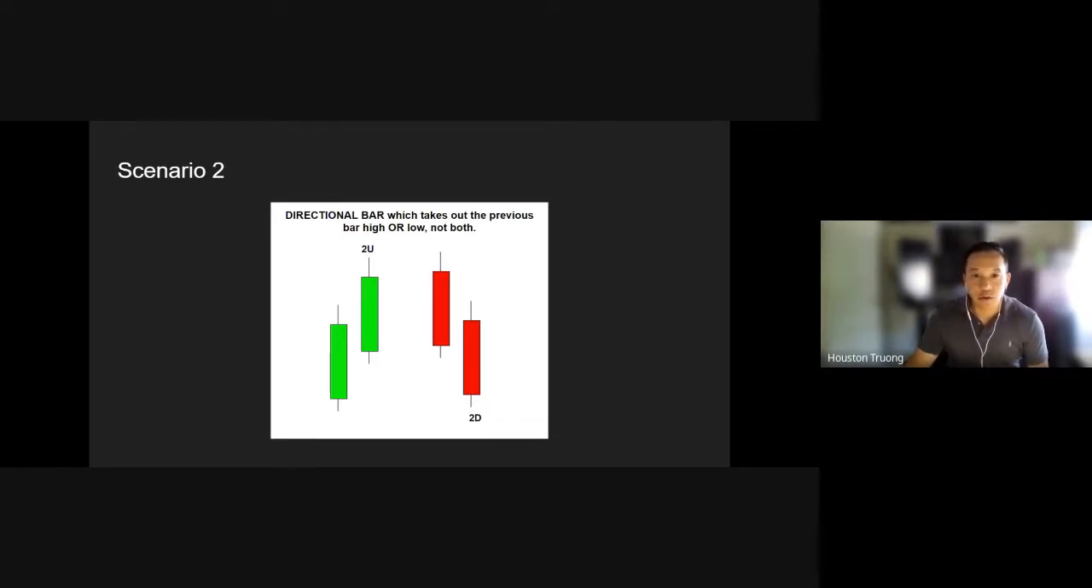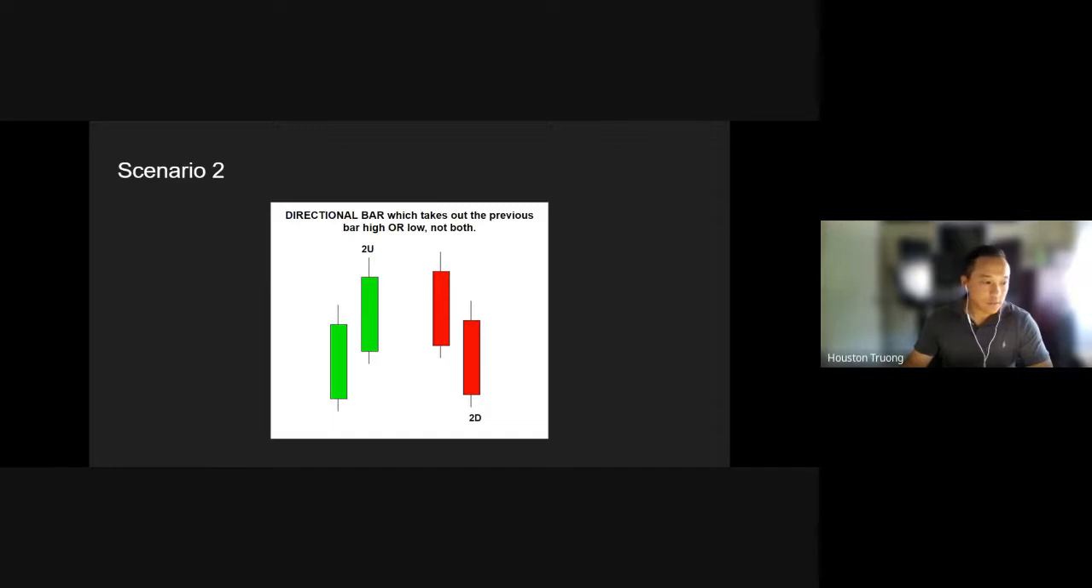So scenario 2 down. You can see here on the red side, the last bar there, the low is lower than the prior bar's low, but its high is not higher than the prior bar's high, right? So we have a lower low. That's a 2 down. The opposite is 2 up, right? The high is higher than the prior bar's high, but the low is not lower than the prior bar's low. So simply put, this is a directional move going up or down. 2 up goes up, 2 down goes down.